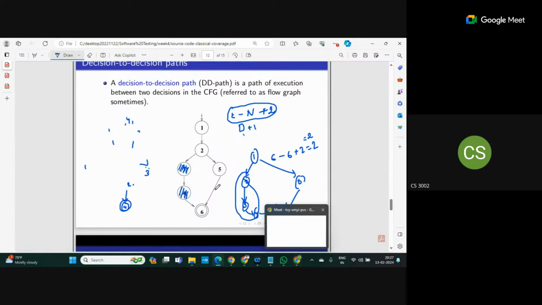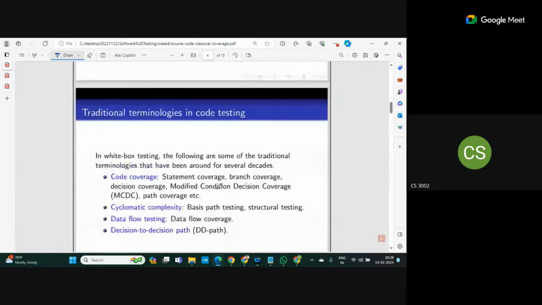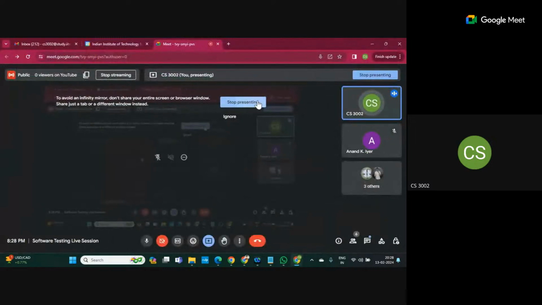But again, I'll repeat, this linearly independent path is a very nice thing to have, because it gives a very small number of test criteria, and possibly the minimum number of test cases also. But the problem is, we still do not have a very nice algorithm to find all the linearly independent paths. That's the problem, right? Yeah, so that last part I have covered.